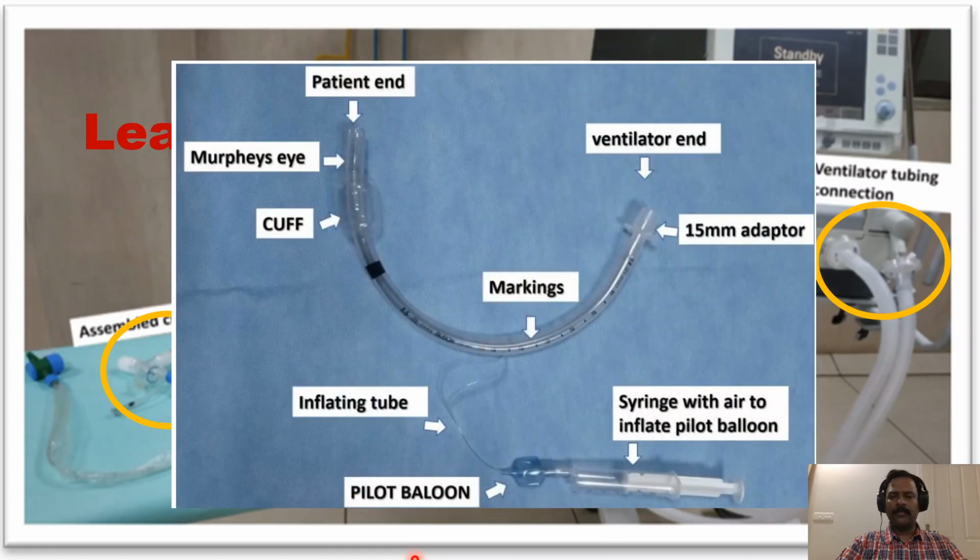It can be a problem with the endotracheal tube. It can be a disconnection at the adapter end, or it can be a leak at the cuff where you are not able to inflate the cuff properly, so the air will be leaking through the cuff.